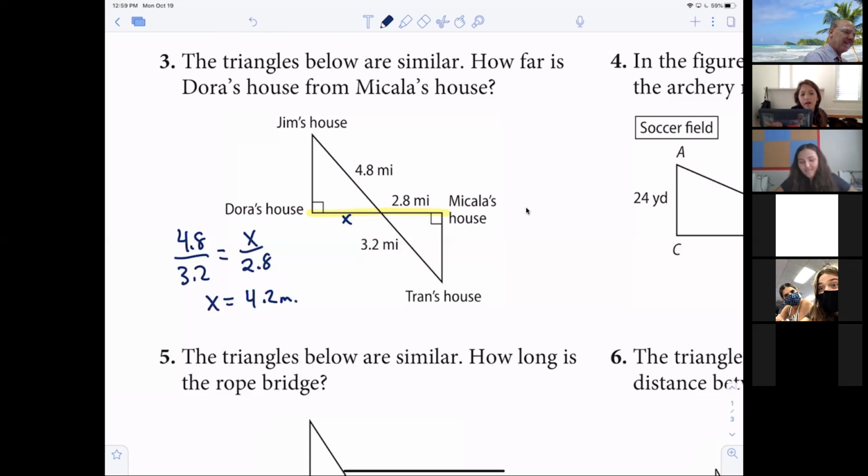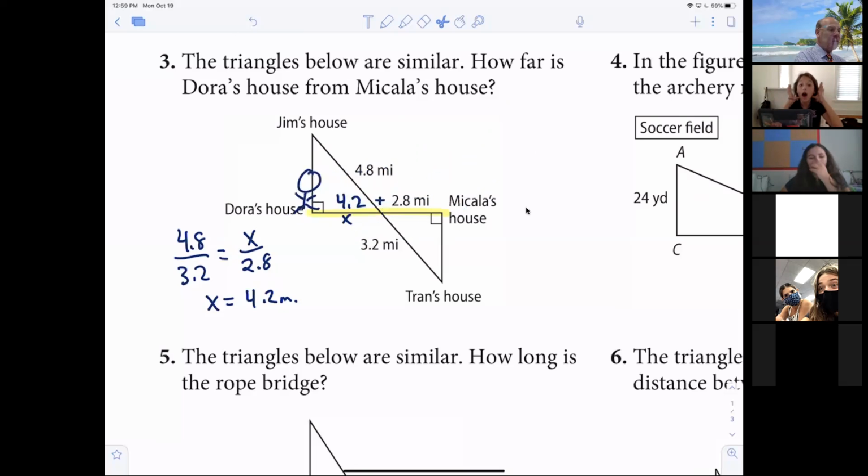How does it feel, Miss Appleton? It feels great. Why did you do that? Because it says how far is it. So let me do my animation for you guys. Here we go. I'm walking to Michaela's house. How far did I walk?